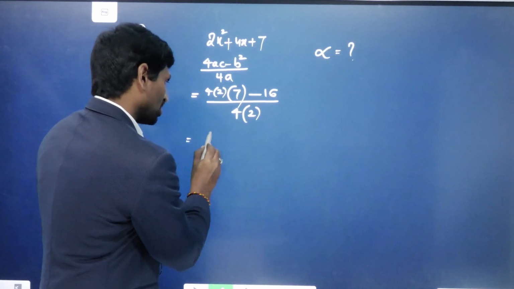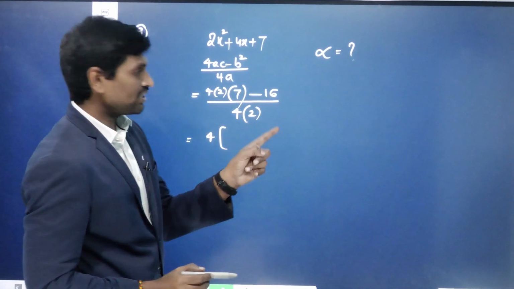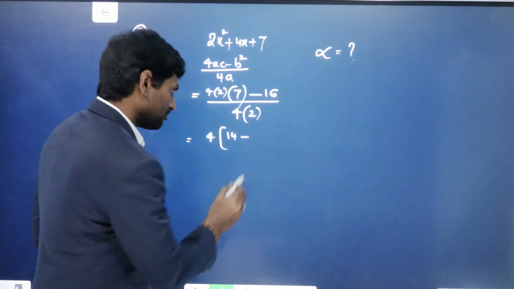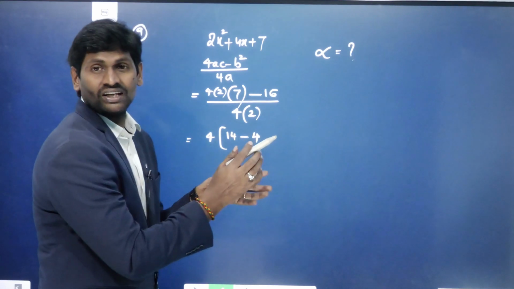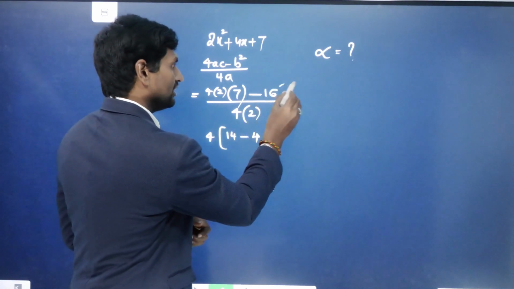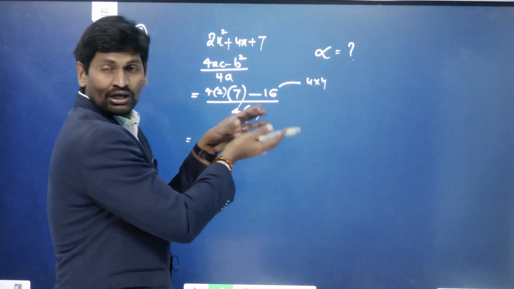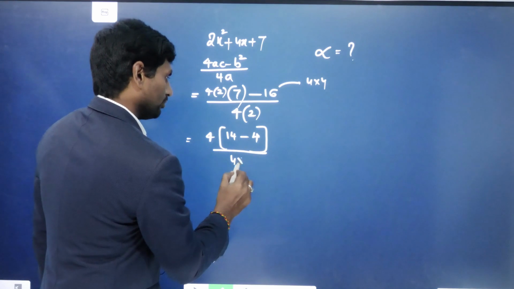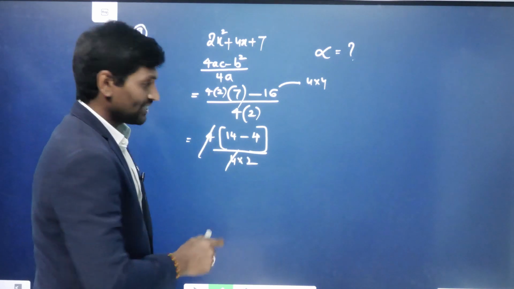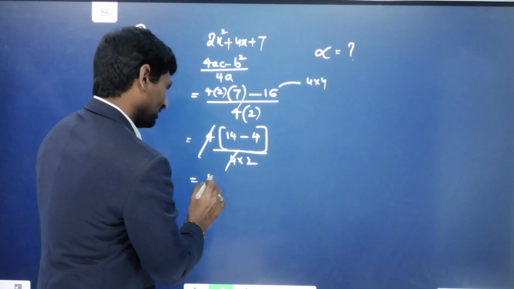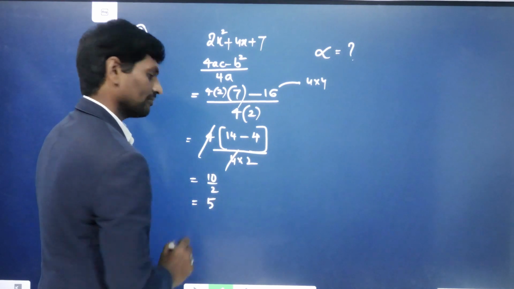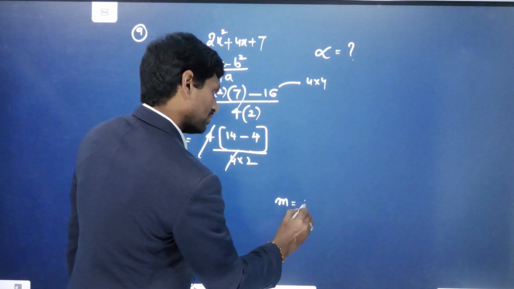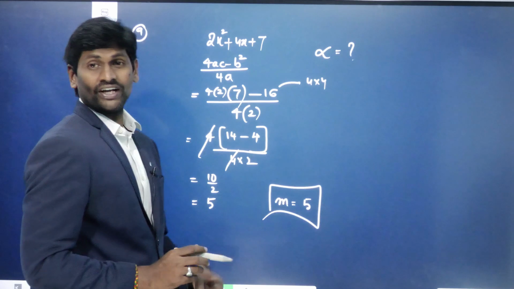Now let us take 4 as a common term in both numerator and denominator. 2 sevens are 14 remaining here. 16 can be written as 4 into 4, so if I take one 4 as common, another 4 remains. Now 4 into 2. Numerator 4 and denominator 4 cancel. 14 minus 4 is 10, and 10 by 2 is 5. So we got one value: the m value is 5. And we need to find alpha.